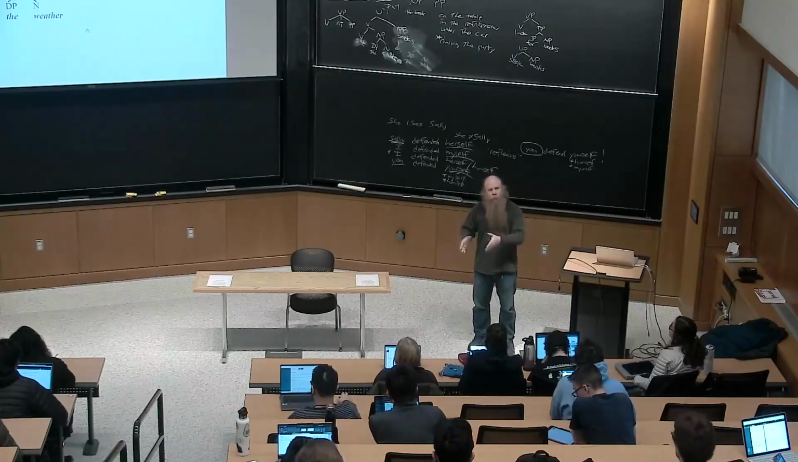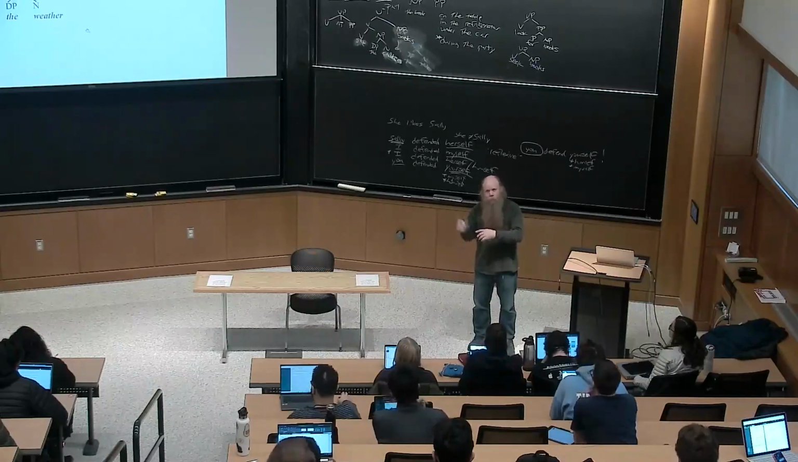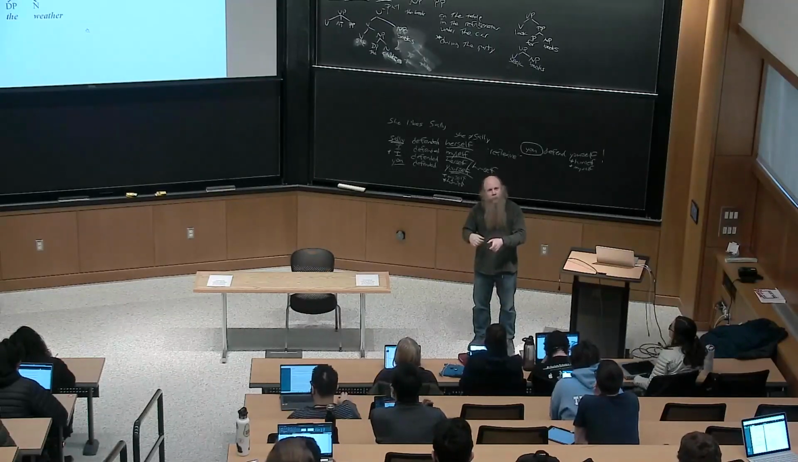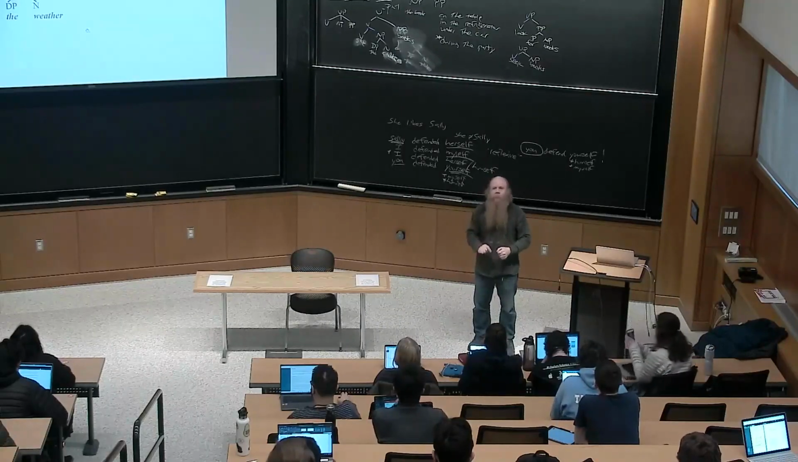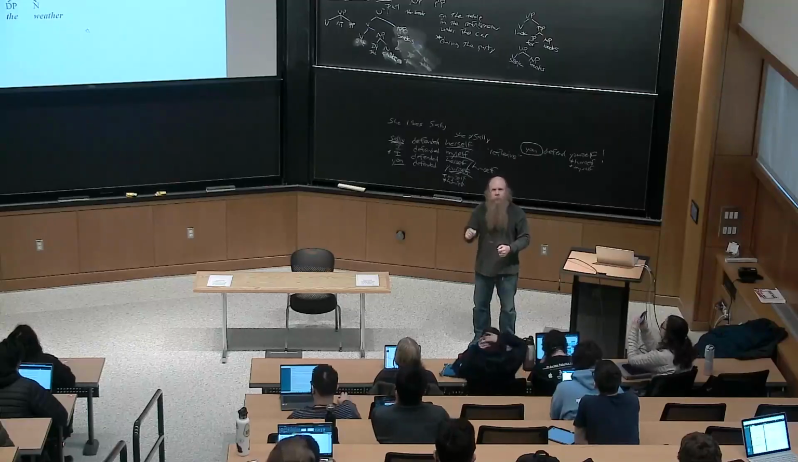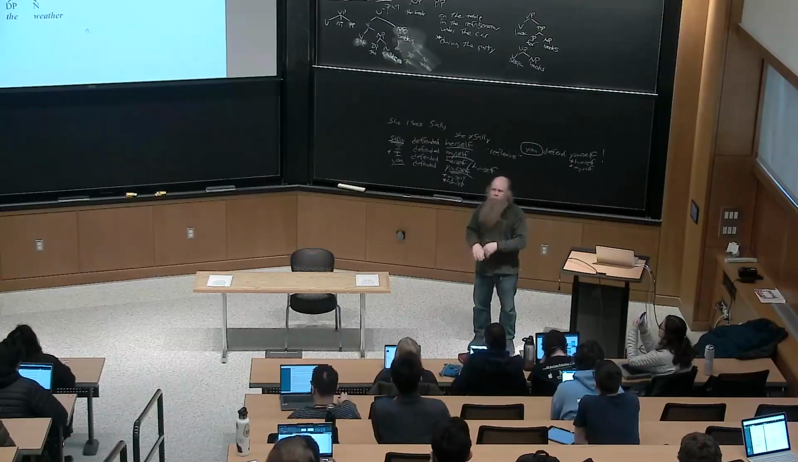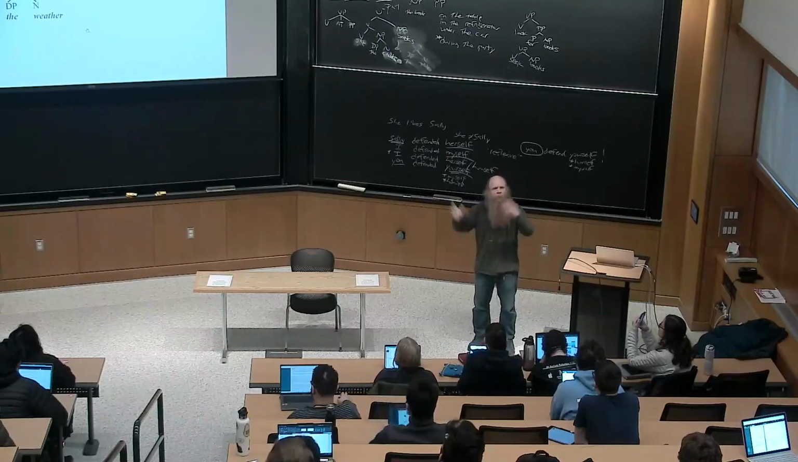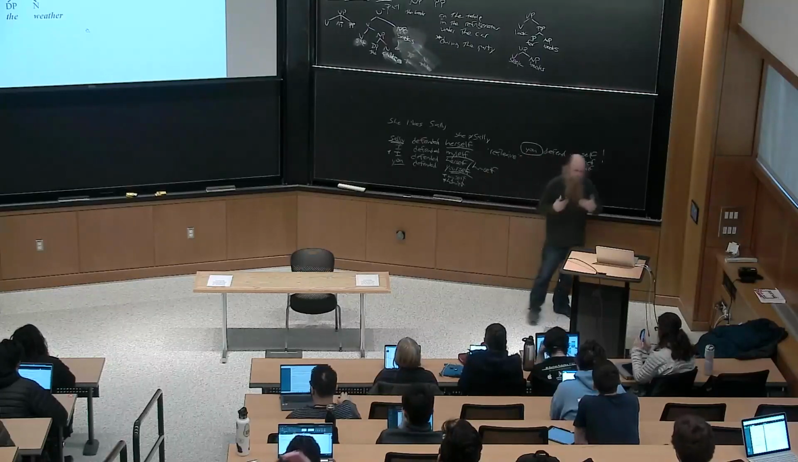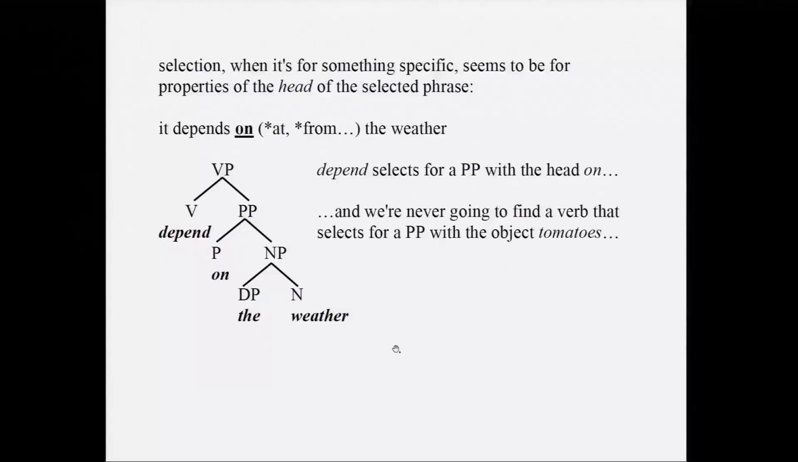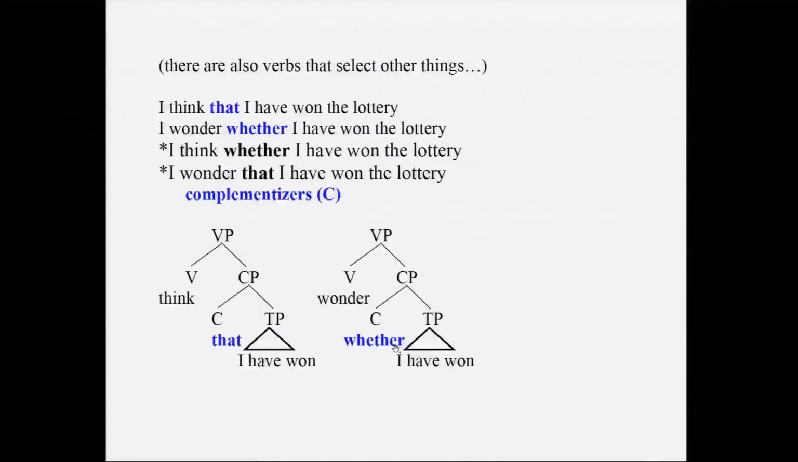So verbs select for their sisters in all the cases I'm going to show you. What they select specifically is sisters with a particular head. They don't say things like, I select for a sister whose complement must be this, or which must contain a tomato, or which must be modified by an adverb. Heads don't do things like that. They select for properties of their sisters, specifically the heads of their sisters. And once we know that, this is what I said in class last time, we can use that fact about selection to detect other heads.